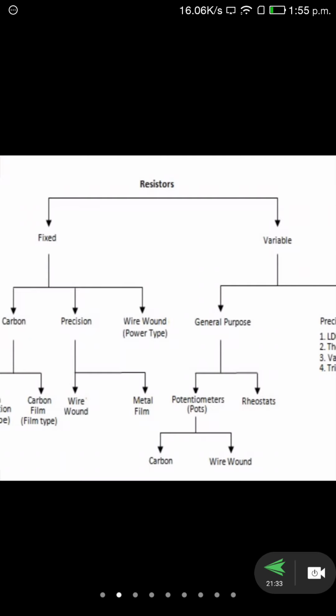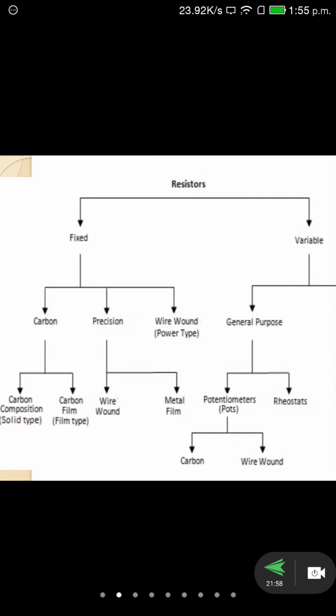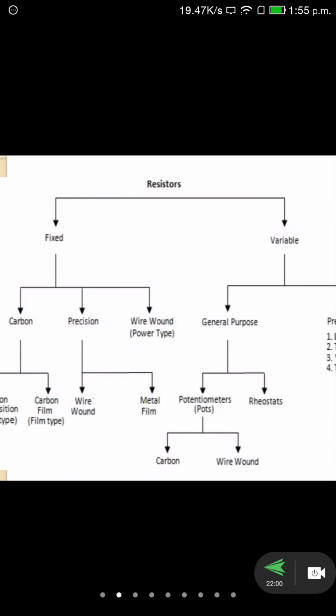These are the basic classifications. It is an important question, right? Most of the time you are asked to classify the resistors. Then you should list that resistors are classified into two types: fixed resistors and variable resistors. Fixed resistors are subdivided into three types: carbon, precision type, and wire wound. Carbon is again subdivided into two types: carbon composition type and carbon film type resistor. Precision type resistor: wire wound and metal film.